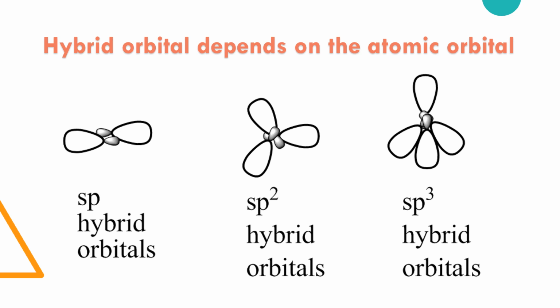Again, in the third figure, sp3 hybrid orbitals, there is another condition. We have four orientations: s, 2px, 2py and 2pz. Let's understand it by a table.